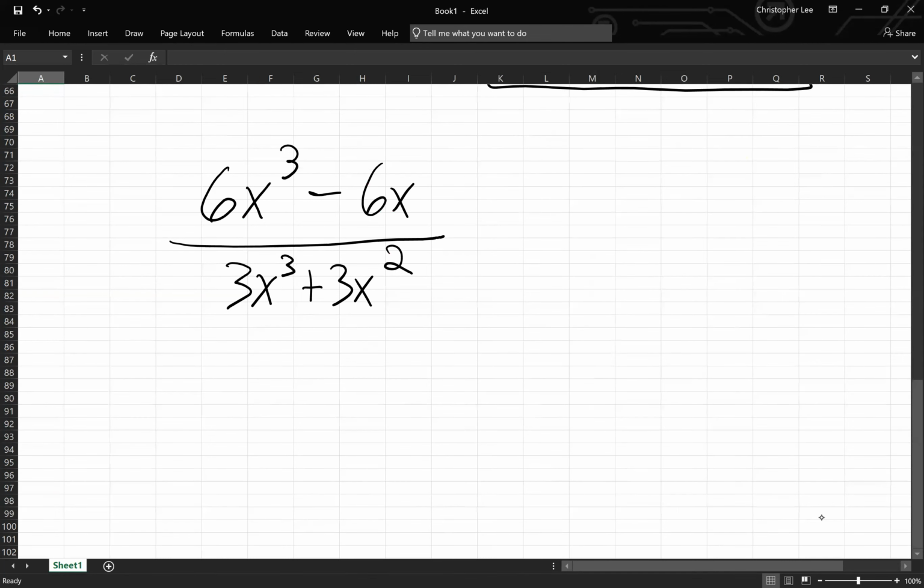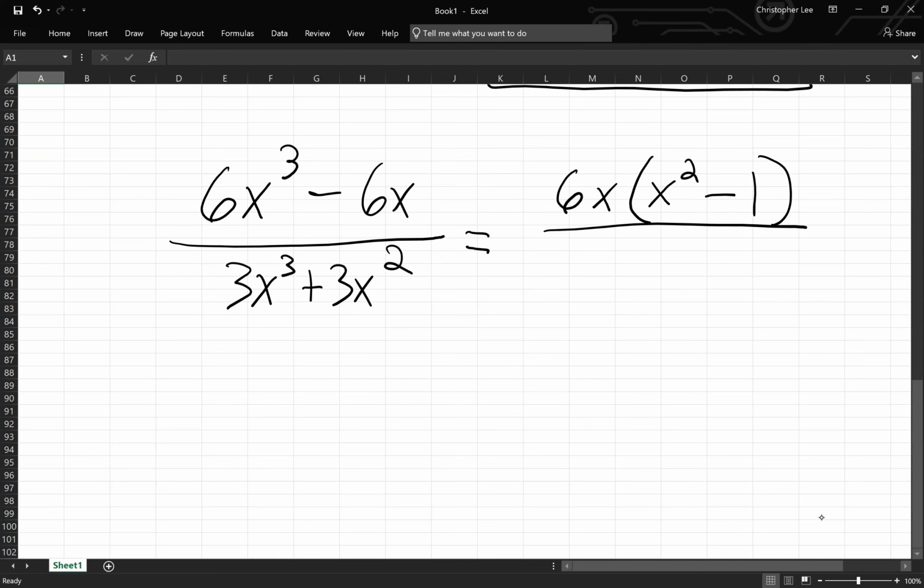So this is simplifying the rational expression, right? All you have to do: factor the top, factor the bottom, cross out the like terms, and that's it. So in the numerator, what's the greatest common factor there? 6x, right? So I'm factoring out a 6x, so what's left over? X squared minus 1, right? There we go.